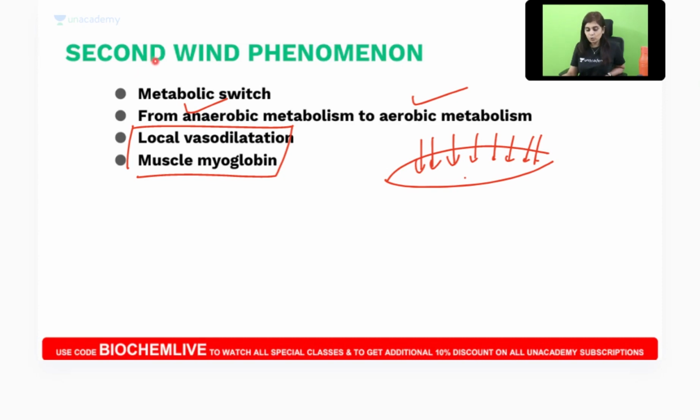Second wind can happen in you and me if you do a long marathon, or even when you try to do an anaerobic exercise. Initially, you will feel cramps, and then if you overcome it, you will be able to continue. Second wind is something normal because we also switch over from anaerobic metabolism to aerobic metabolism, because we can also cause vasodilatation. We also have myoglobin. So the same thing happens in McArdle's. That is the second wind phenomenon. Do you all understand that?